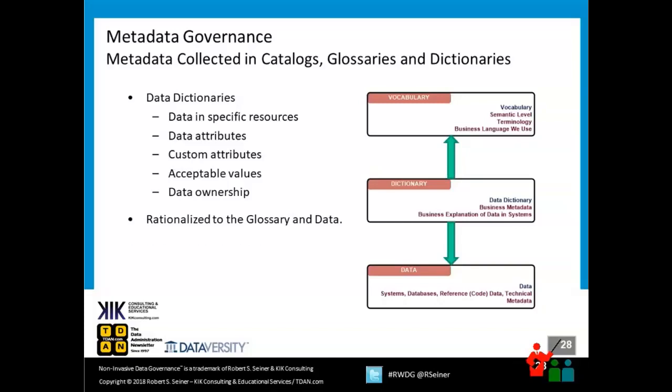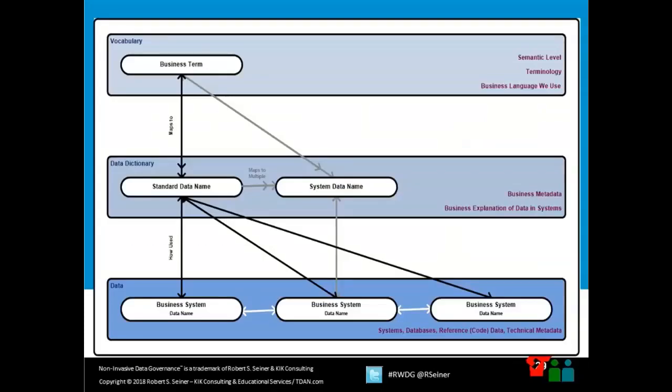And a lot of the tools that we've mentioned have the ability to link these things together. And so just one more slide on that. I had shared this in a webinar that I did, I believe it was called The Three Levels of Metadata. And I think I spoke about this last year at one of the DATAVERSITY events, that you've got the business term, and then you've got the data dictionary level. You've got the vocabulary level, the data dictionary level, and the data level. And there could be connections between all of these things.